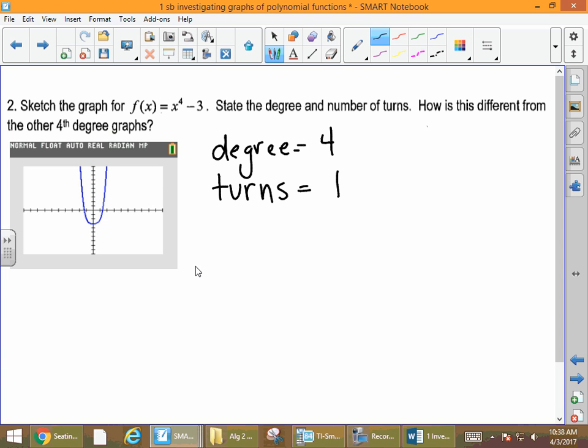It says, how is this different from the other 4th degree graphs? Well, if we go back and we look at problem 7 and problem 8, what we see on that is that in this particular graph, we only have the one term. The other graphs each had 3 terms.